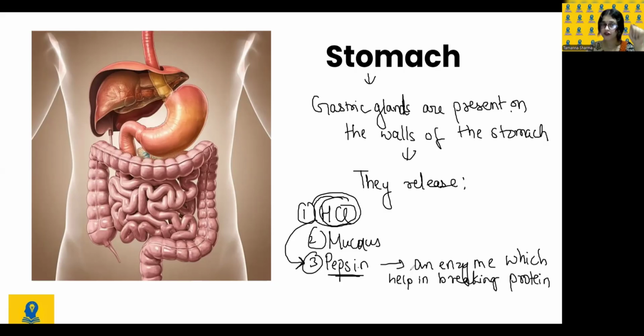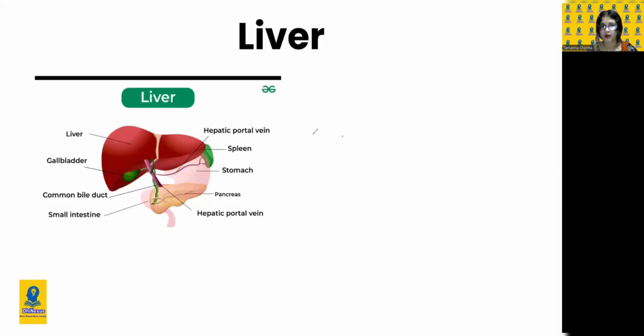Now, after the stomach, where will the food go? It will go to the small intestine and we'll learn about that. Before we go to the small intestine, we need to learn about the liver and pancreas because they play a very important role in the digestion process. Now see, the food does not go into the liver, right? So how is it important? It is an accessory organ. I want to remind you of that.